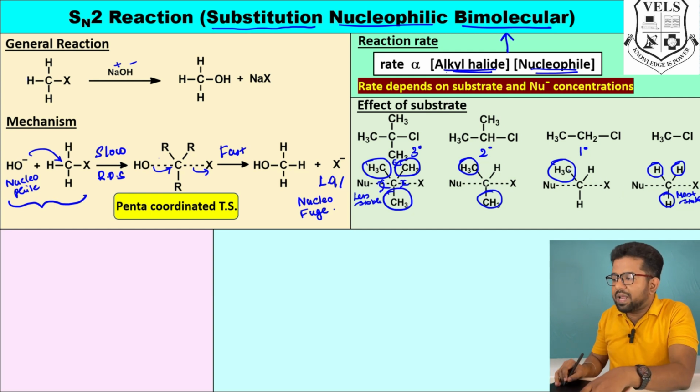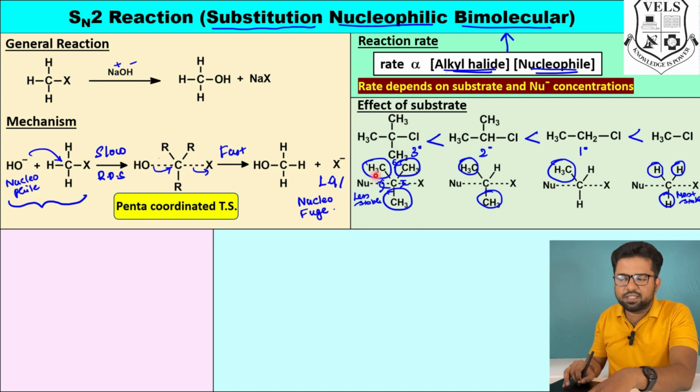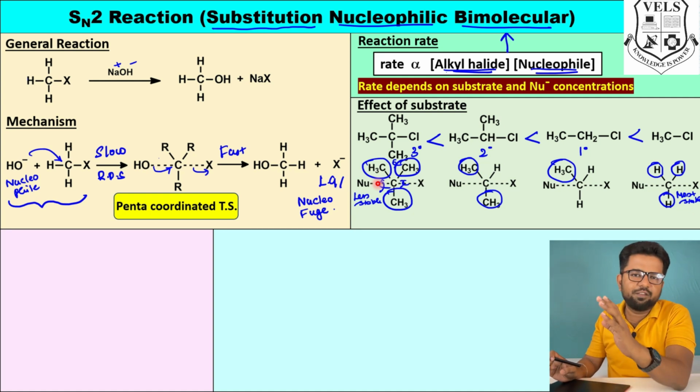So among the 4 alkyl halides, the most reactive will be methyl chloride, followed by primary alkyl chloride, then secondary alkyl chloride, and finally tertiary alkyl chloride. The tertiary alkyl chloride involves the formation of this transition state, which already has steric hindrance, so this will not form that easily. Once this is not forming, the second step also will not occur. So among the 4 alkyl halides, methyl halide is the most reactive, and the tertiary alkyl halide will be the least reactive.